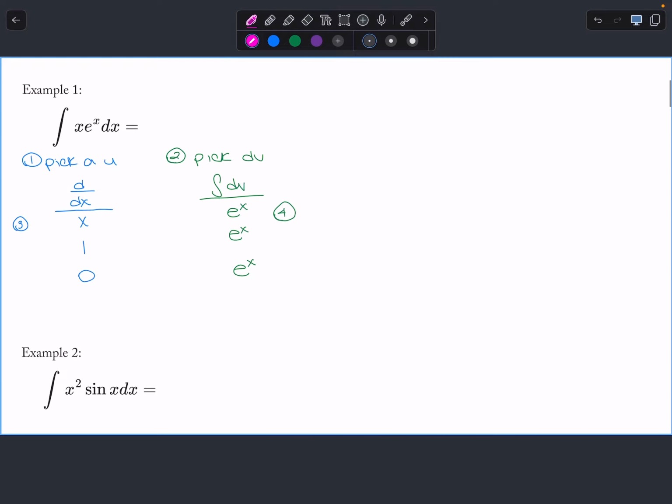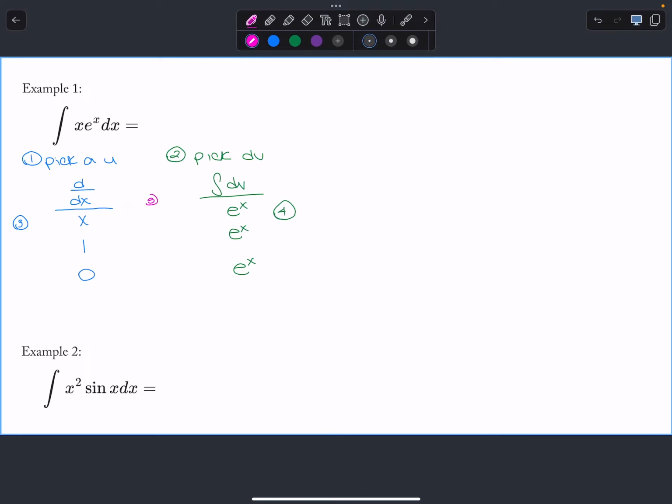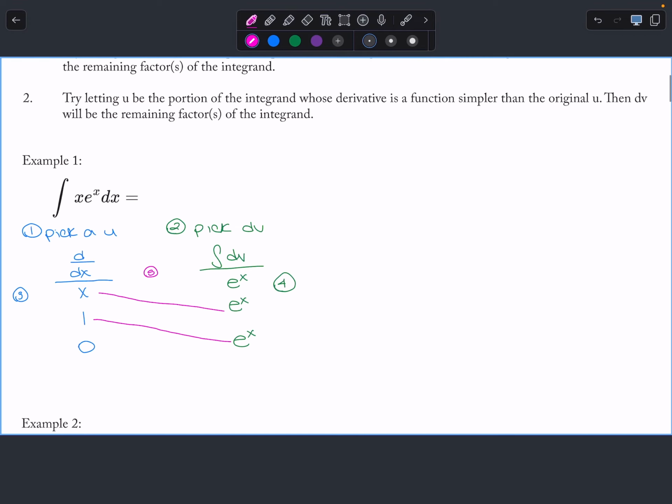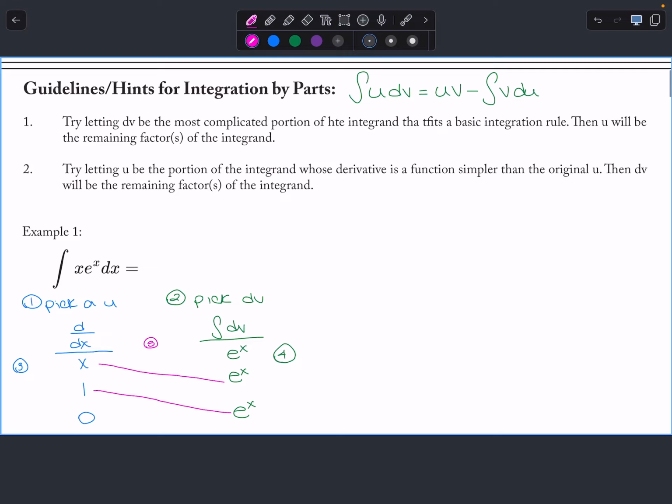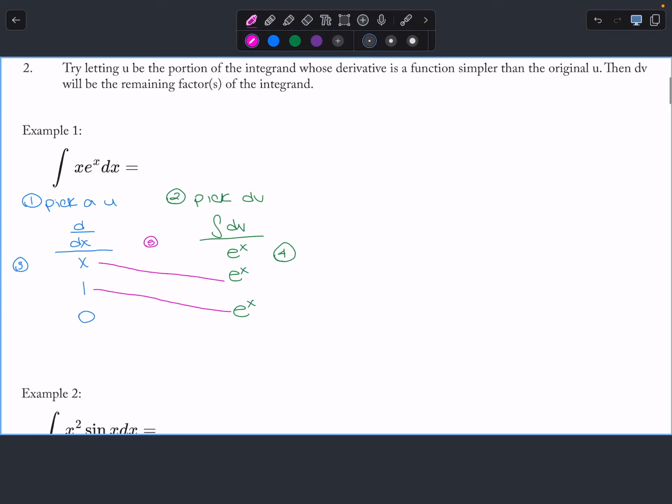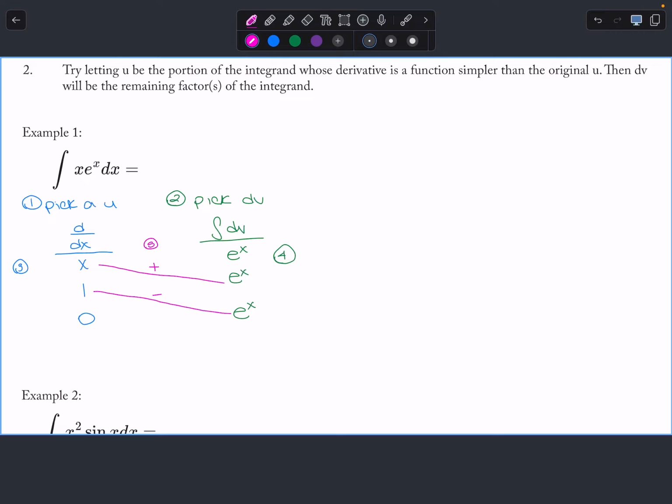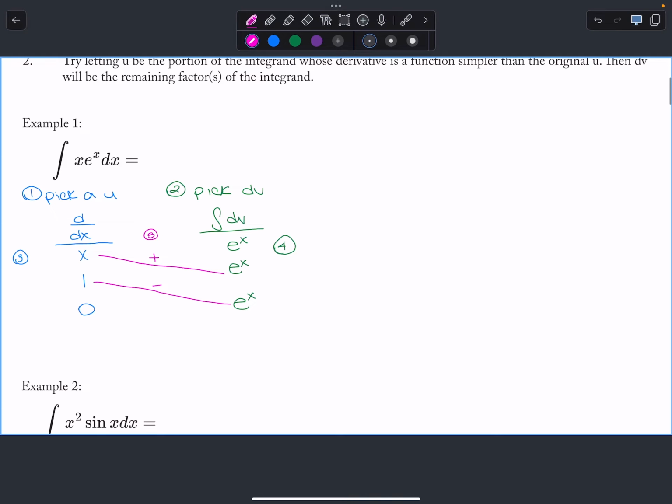Step 5 is to play tic-tac-toe. Not the way that you want to either. We draw diagonal lines: top left to the second term on the right, second term on the left to the third term on the right. And then because my formula is a positive uv and a minus v du, I go plus and then minus. If I had a third line, it'd be plus. If I had a fourth line, it'd be minus. If I had a fifth line, it'd be plus, minus, plus, minus, plus. Step 6, my answer.